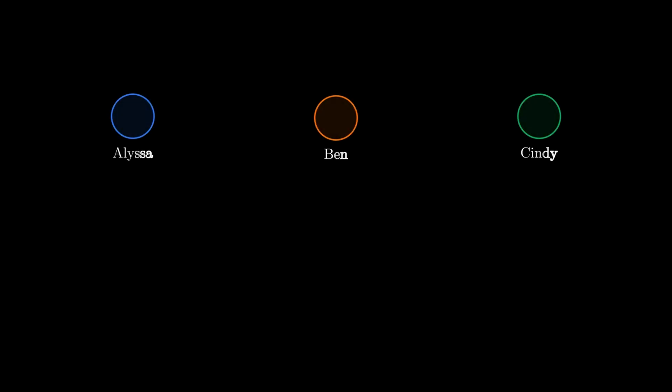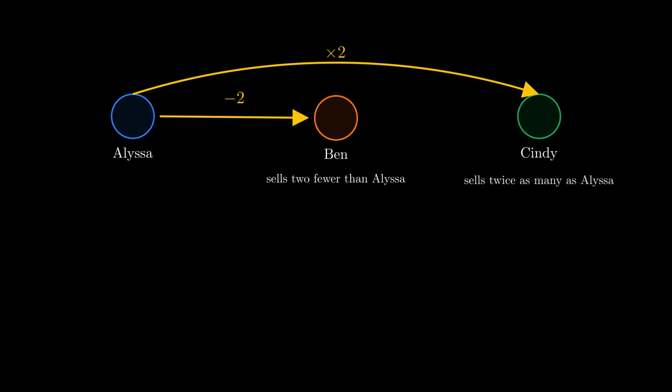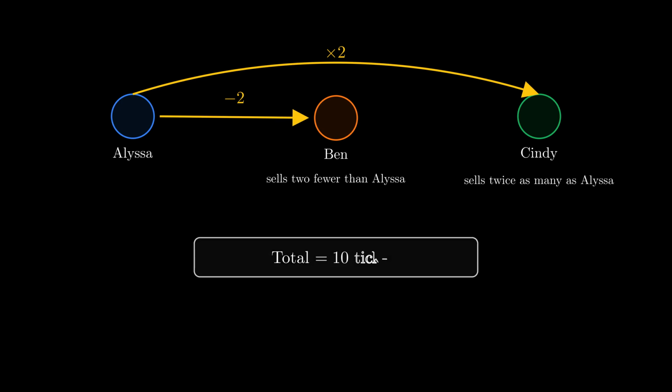Here's the example. Elisa, Ben, and Cindy are selling tickets to a fundraiser. Ben sells 2 fewer than Elisa. Cindy sells twice as many as Elisa. In total, they sell 10 tickets. The question is, how many did Elisa sell?